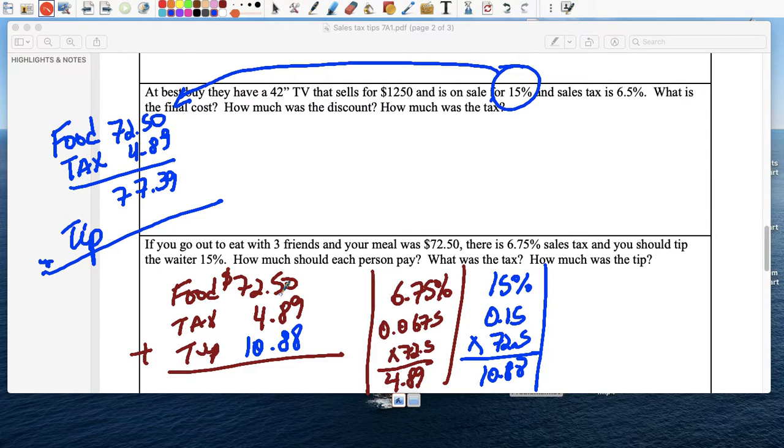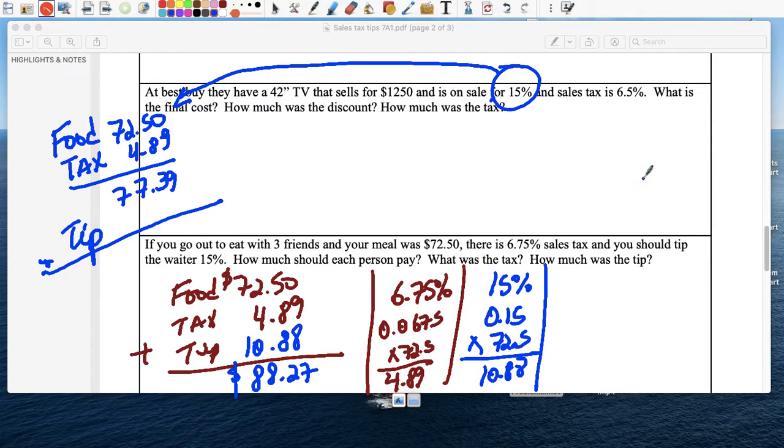And if I add this, I get 72.5 plus 4.89 plus 10.88. So my final price is $88.27. Okay. So again, because I'm not doing the tip based on the food and tax, we can't do the shortcut that I did on the previous question.